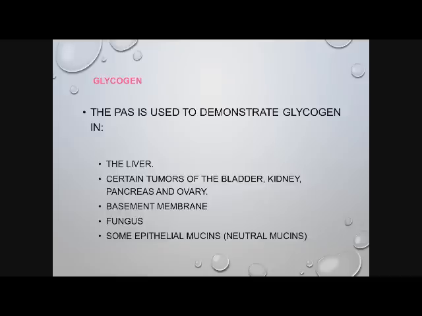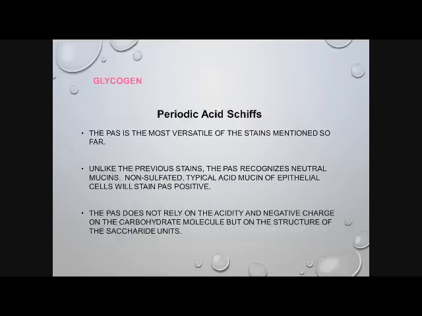The stain of interest for the glycogen is the PAS, the periodic acid Schiff. It's used to demonstrate glycogen in the liver, certain tumors of the bladder, kidney, pancreas, and ovary, also basement membrane in kidneys as well as in skin, fungus, and oh yeah, some epithelial mucins, which we know as our neutral mucins. The periodic acid Schiff is the most versatile of the stains mentioned so far, because unlike the previous stains, we can recognize neutral mucins. We can also recognize non-sulfated acid mucin of epithelial cells.